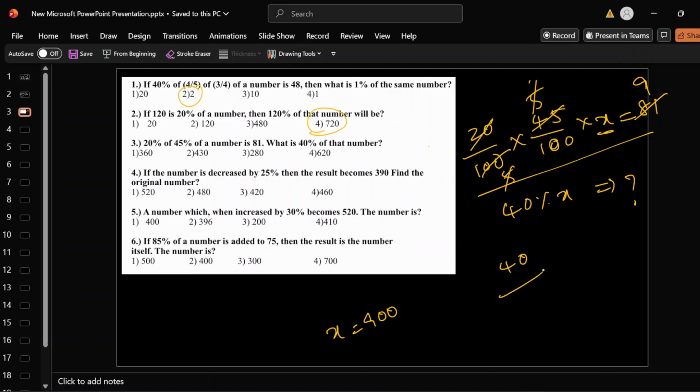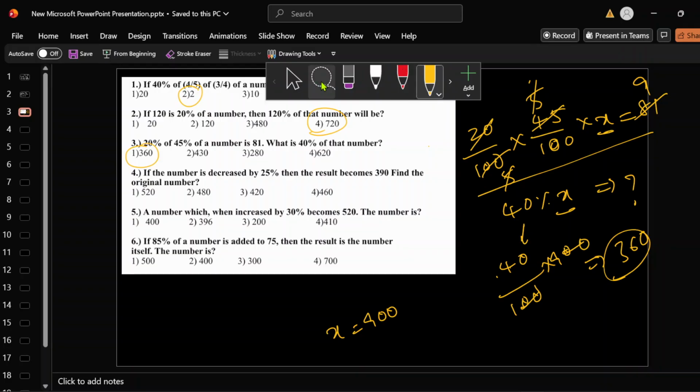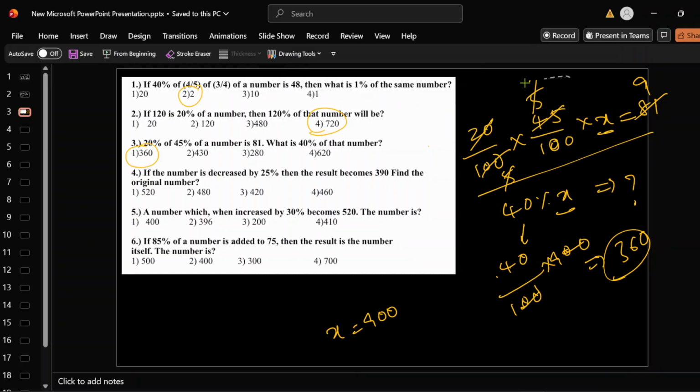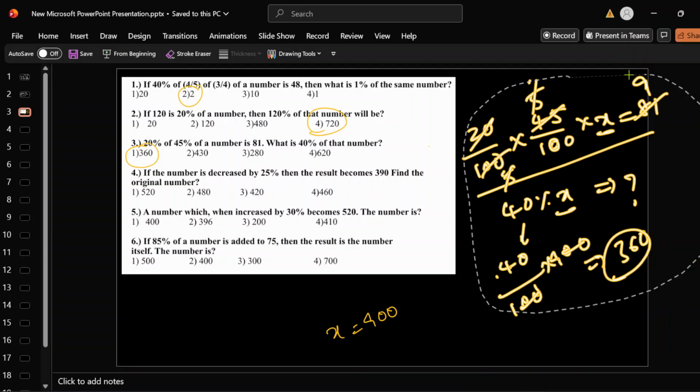40% means 40 by 100, and we know the x value. The x value is 900. If we simplify, 9 fours are 36 and one 0 is left, 360. 360 is our answer for the third question.